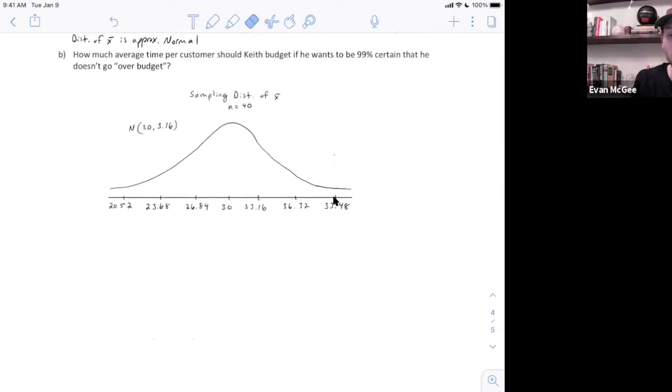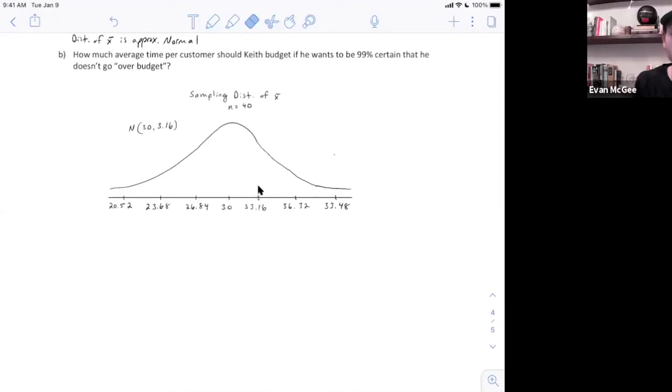99.7% of observations, or of X bars when the sample size is 40, will be between 20.52 and 39.48. So that's 99.7. 95 are between these two values, here to here. 68 are between these two.